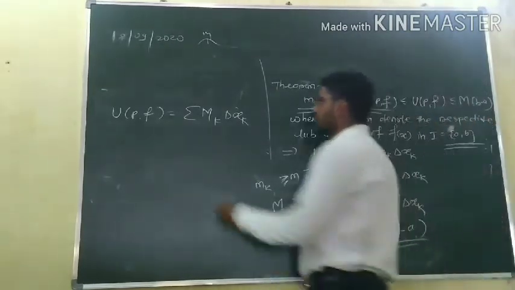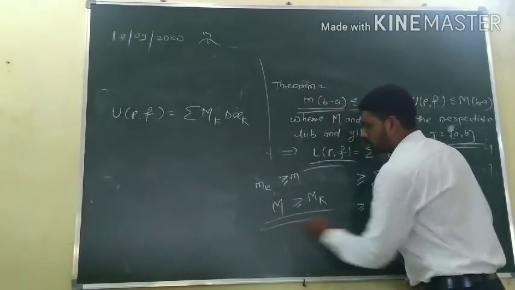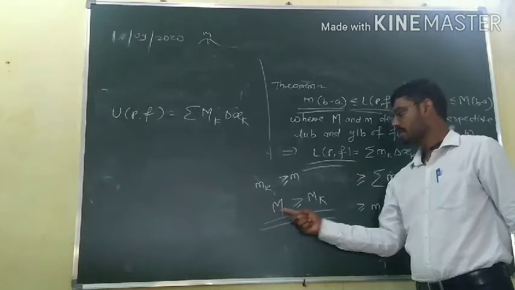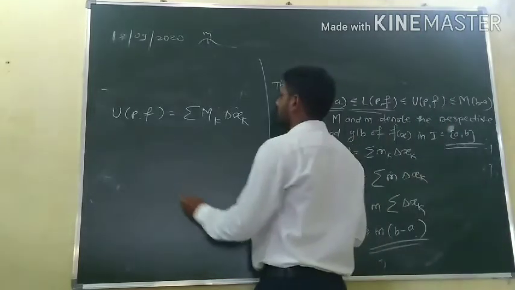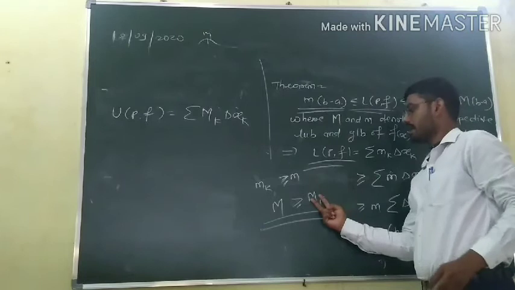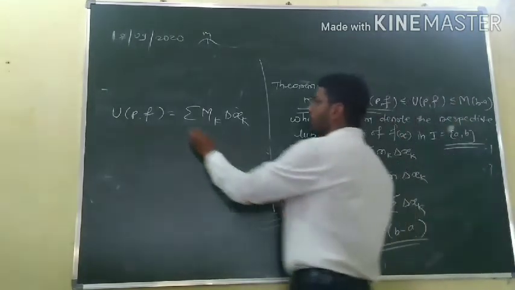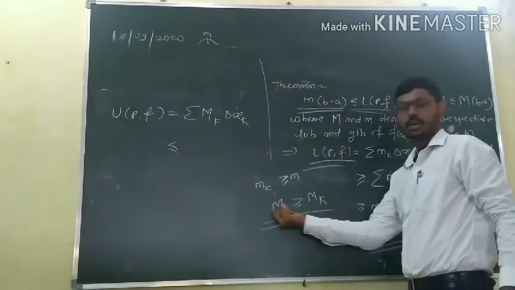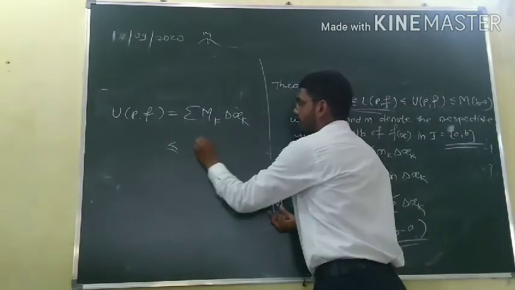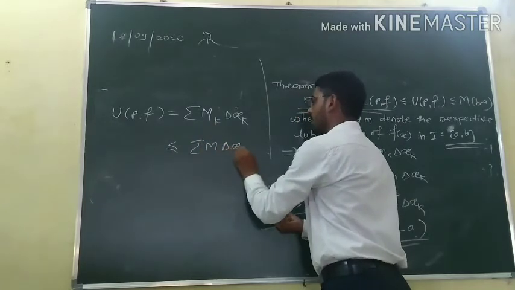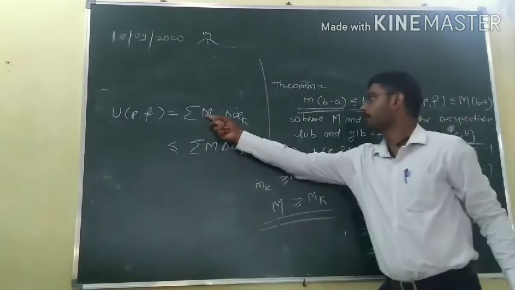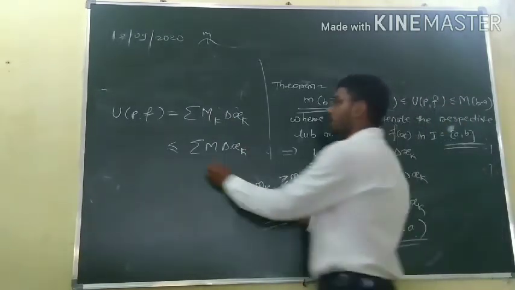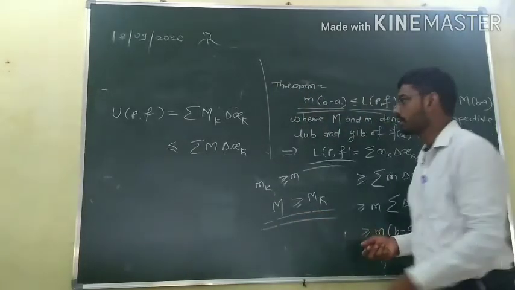So replace here Mk by M. Since M is greater than or equal to Mk, the Mk's are less than or equal to M. So the equal sign is replaced by less than or equal. Why? Mk is less than or equal to M. So replace Mk by M, so M into delta x. We just replace Mk by M, and since Mk are less than or equal to M, the equality becomes less than or equal.